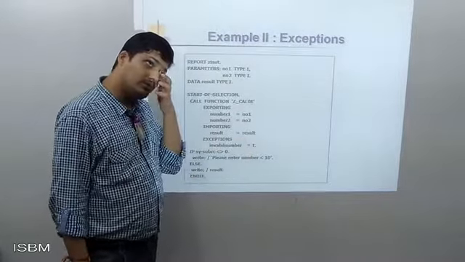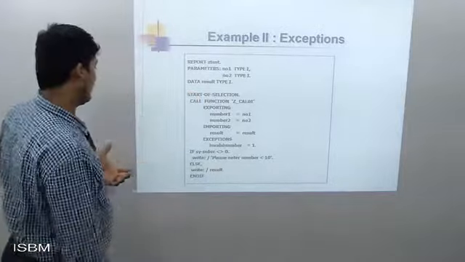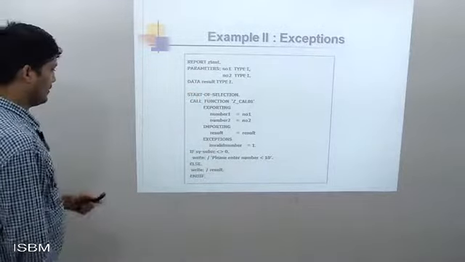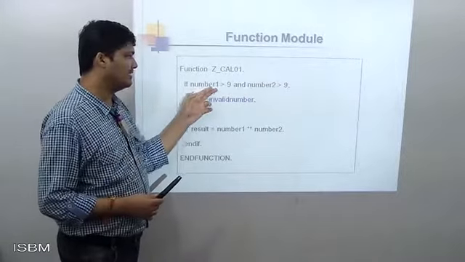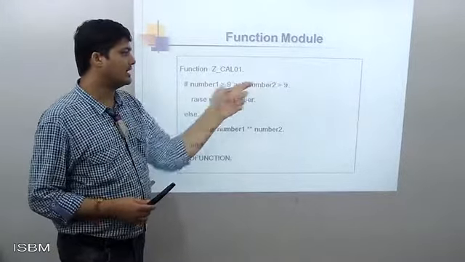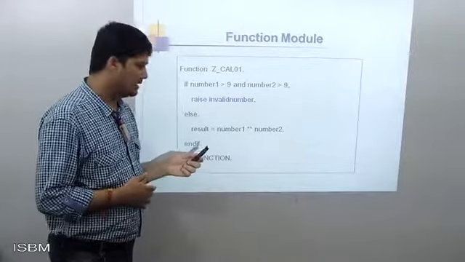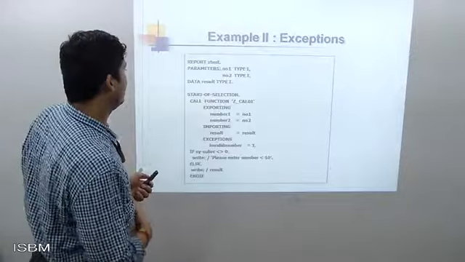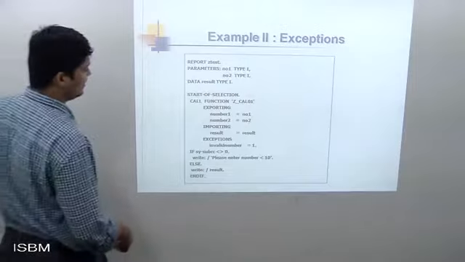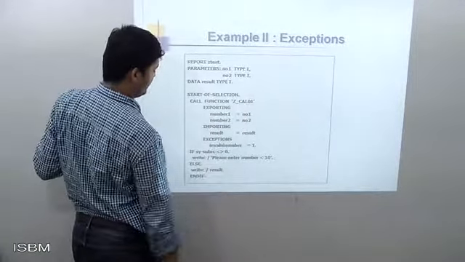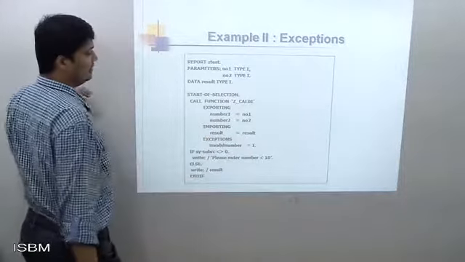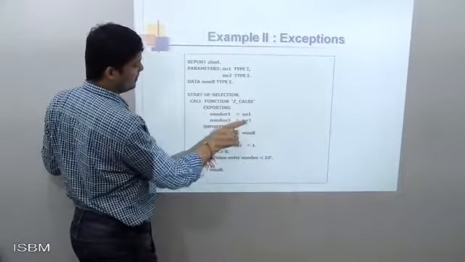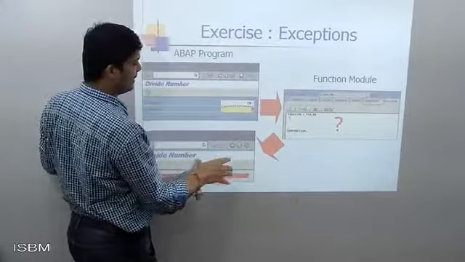So what it will do, if I have written the logic over here for exceptions, you can see the logic I have written for exceptions. If number 1 is greater than 9 and number 2 is greater than 9, then it is an invalid number. So you can see the numbers they have written over here. If number 1 is 9, number 2 is 9, it is working perfectly. If number 1 is 10 or number 2 is 10, then it's showing the error.